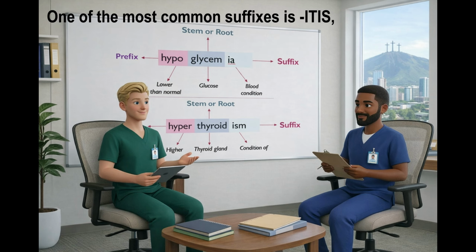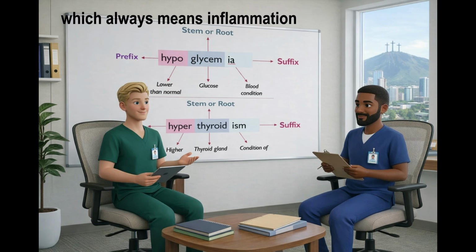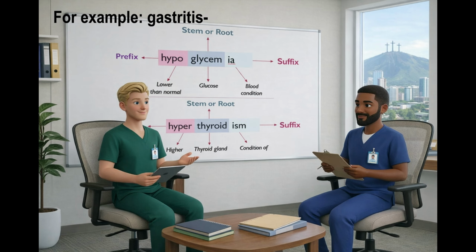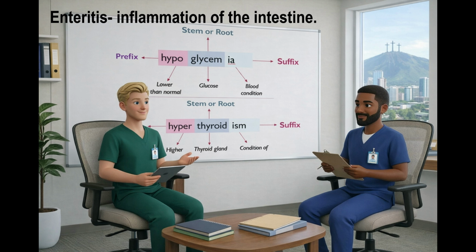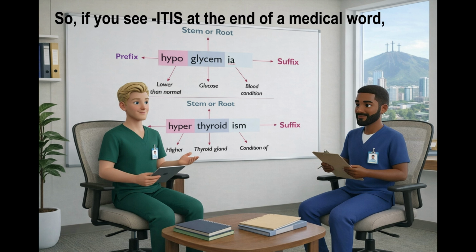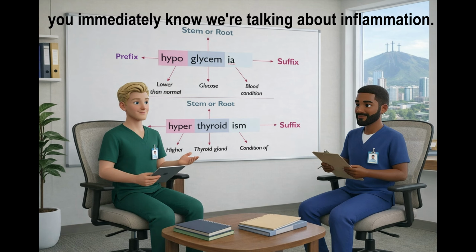One of the most common suffixes is itis, which always means inflammation. For example, gastritis, inflammation of the stomach. Hepatitis, inflammation of the liver. Colitis, inflammation of the colon. Enteritis, inflammation of the intestine. So if you see itis at the end of a medical word, you immediately know we're talking about inflammation.